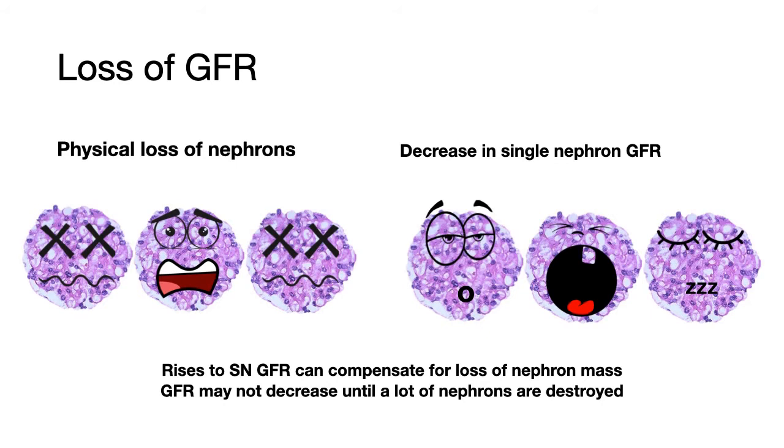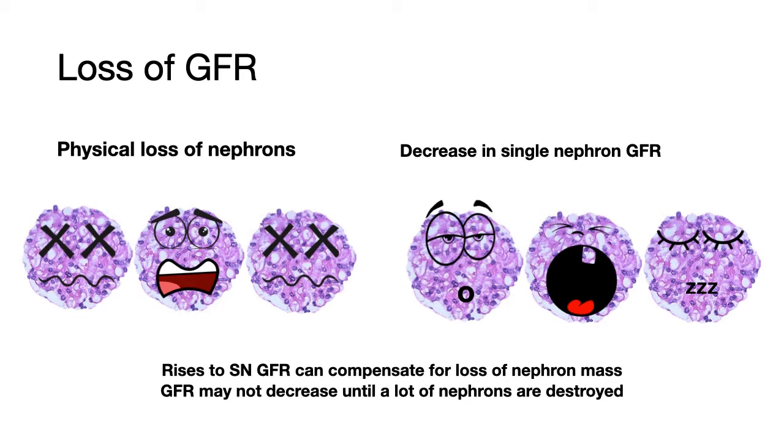So what does loss of GFR mean? In order to lose GFR, one of two things or both need to happen. The first is that you need to physically lose nephrons, and as you can see here in the first example, all of Jerry's friends are dead. The second is that each individual nephron could be working at less than its 100% effective rate.